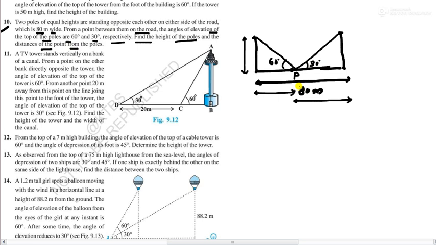Yes, sir. Okay, so I'll name this A, B. This is the first pole. CD is the second pole. And the distance between B and D is 80. We don't know BP and PD. So let me take BP as X. If BP is X, PD will be 80 minus X, right?